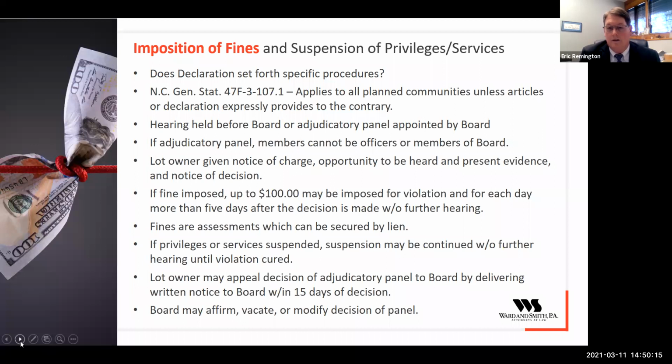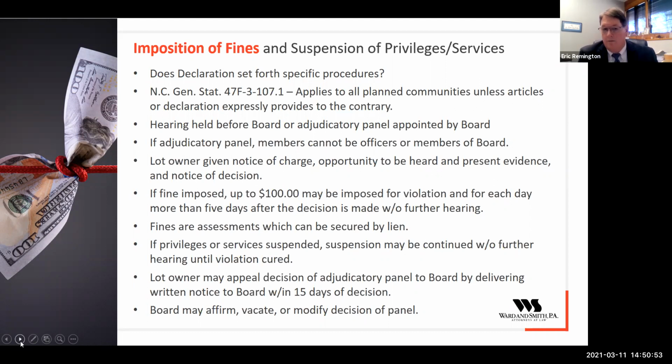But you also get to fine them $100 for each day, more than 5 days after the decision is made. And that language is kind of confusing. But what it is, it's giving the owner a grace period of 5 days to correct the situation, to go out there and tear down the fence in that 5-day period. But if they get to the 6th day and they haven't torn down the fence, then you can start charging them $100 a day after that 6th day for that violation. It doesn't have to be $100. You could feel that it's a $50 violation or something like that, but it can be up to $100.